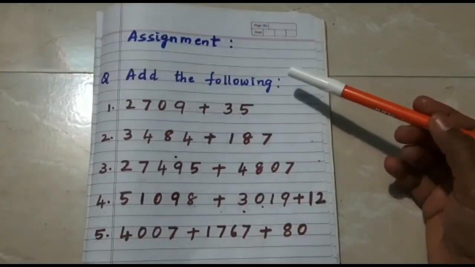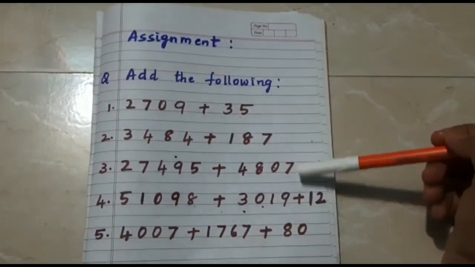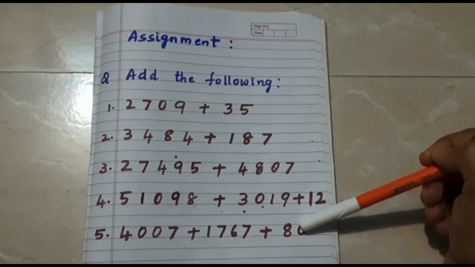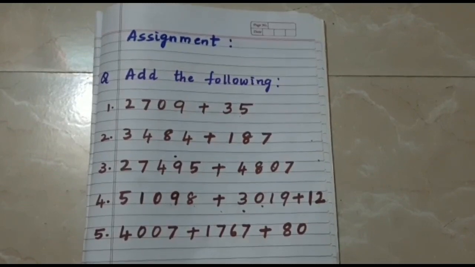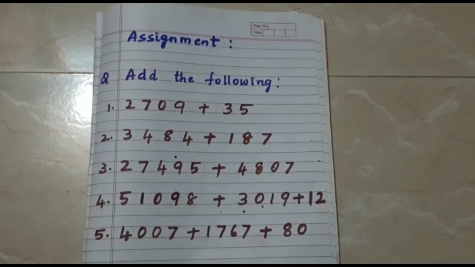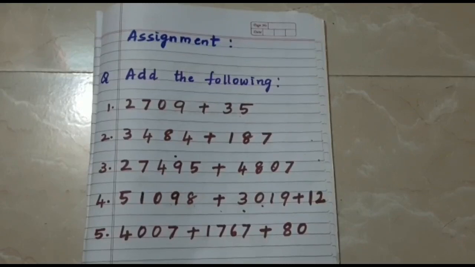Students, here's the assignment for you. Add the following. I have given here 5 sums. These 5 sums you are going to write down in your notebook by drawing proper columns using a ruler and pencil, writing correct place values, and wherever plus signs are required, you are going to write down the plus sign. Not only this, today for the revision of addition, I have given 5 assignments in total. So these 5 assignments must be there in your classwork without fail.